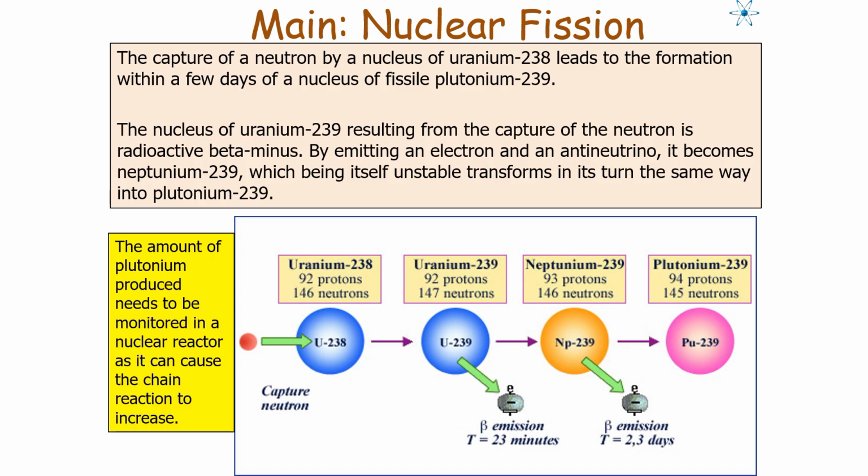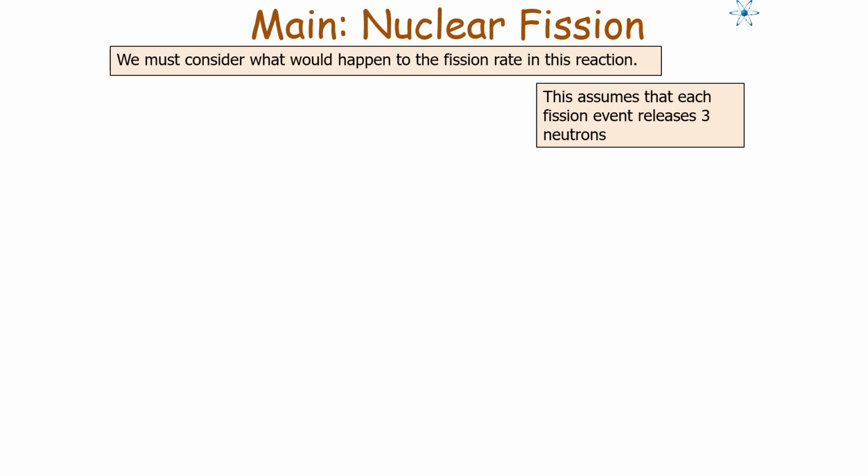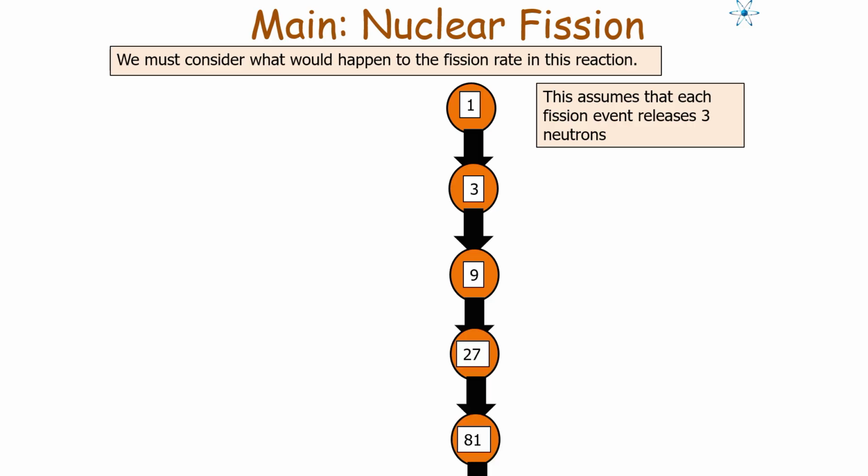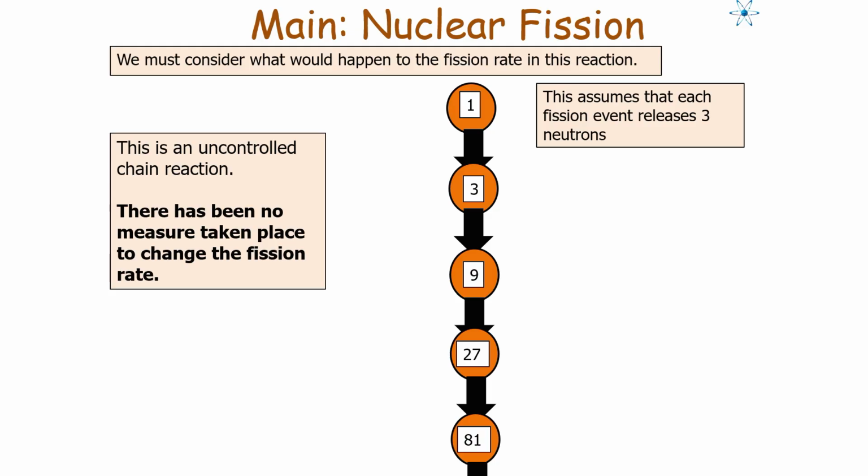Now the amount of plutonium produced needs to be monitored in a nuclear reactor in case it causes the chain reaction to increase. Now we've got to consider what's going to happen to the fission rate in this chain reaction. So let's assume each fission event releases 3 neutrons. When you start off with 1 neutron being fired at the nucleus, you'll then get 3 being formed. Each of those 3 neutrons will then find a nucleus, and each of those nuclei is going to produce 3 neutrons in the fission process. So it goes to 9, then 27, then 81, and so on. This is what we call an uncontrolled chain reaction. There have been no measures taken to change the fission rate.